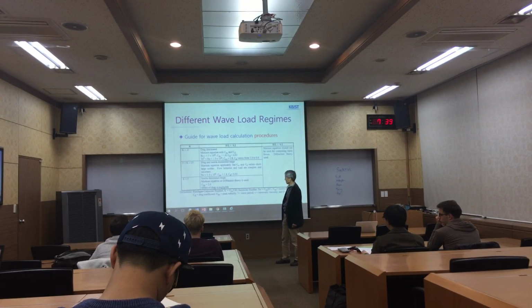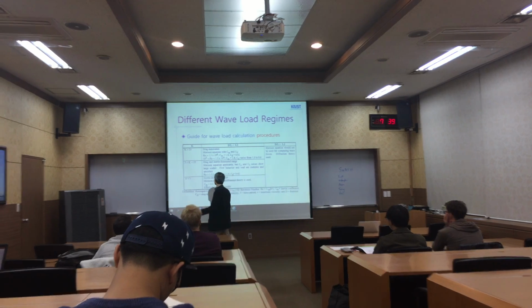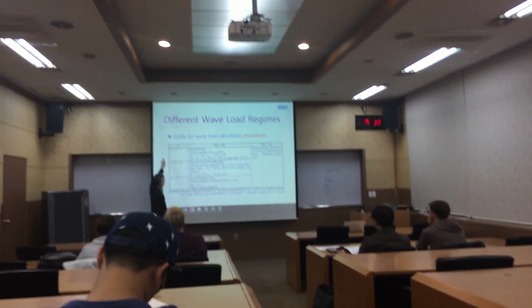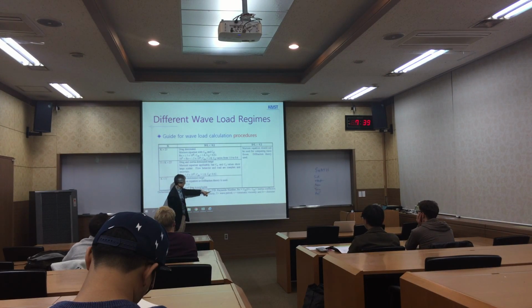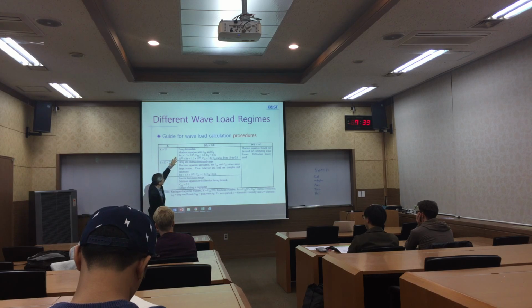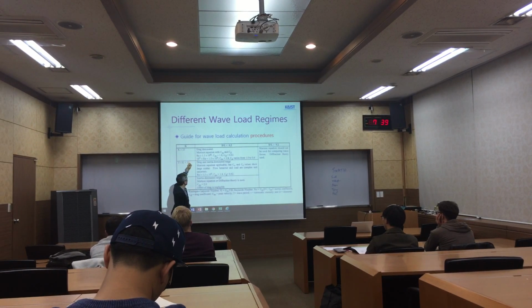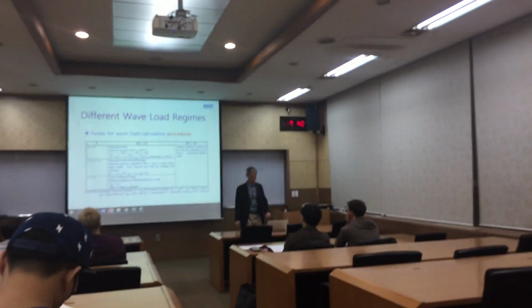And Keulegan-Carpenter numbers, Reynolds numbers, inertial coefficient and drag coefficient, peak velocity of water, wave period, kinematic viscosity, and diameter. Then the Keulegan-Carpenter number is above. Above means high speed of water, and period over diameter, and then a middle range and low range. So in high speed, big or long waves, it can be drag dominant, and at this time it is inertial dominant range. So different approaches should be used.